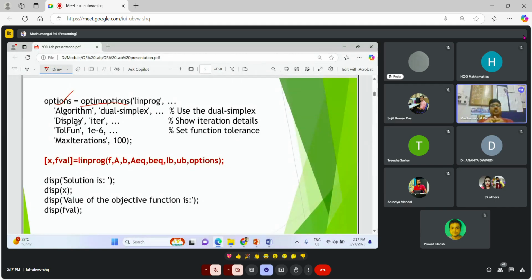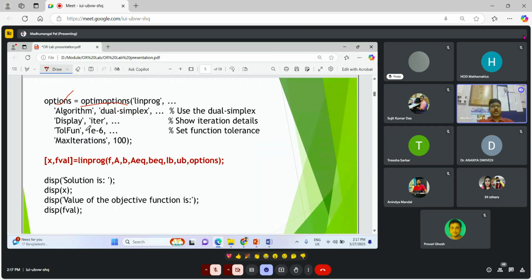Sometimes we would like to know each and every step of the simplex table or dual simplex table. So if we want to know every step, then we can write within quotes iter, which is the short form of iteration. So this is the value of the display. There are three possible values here: one is iter, another is last, and another is no. Like that, I am covering all the possible parameters of this options function.